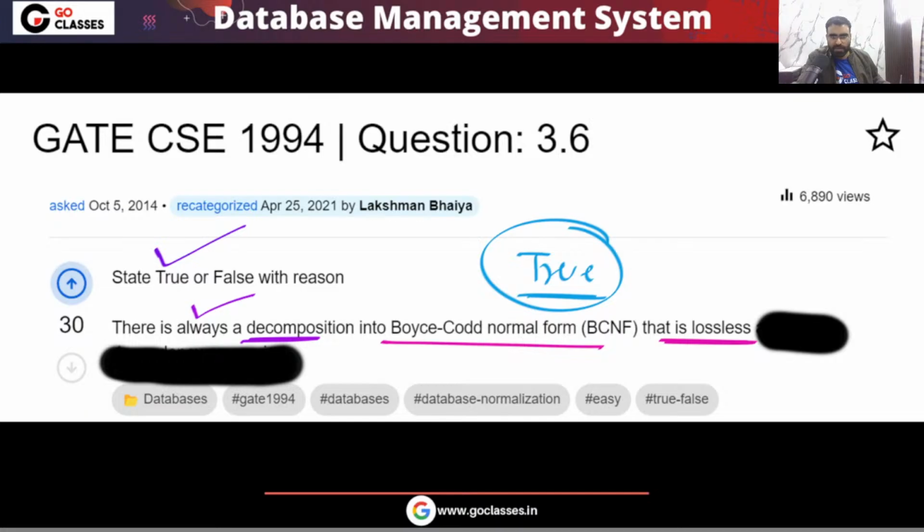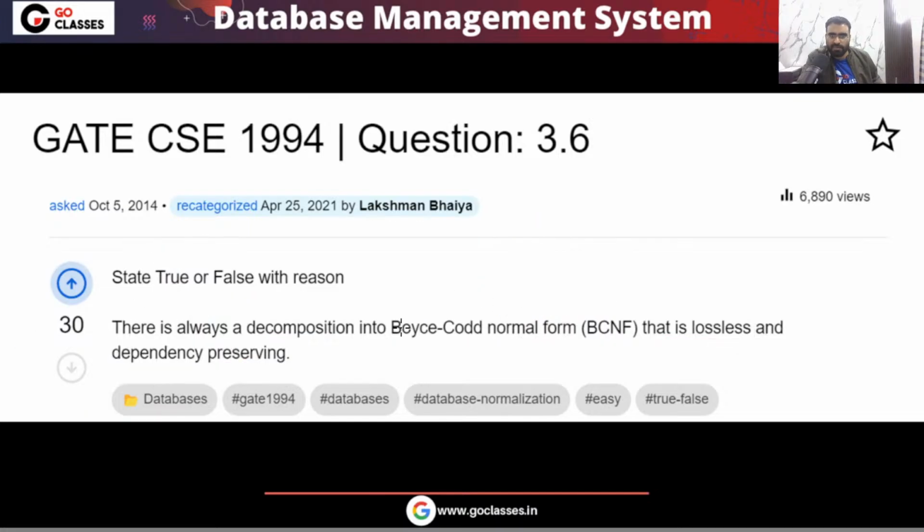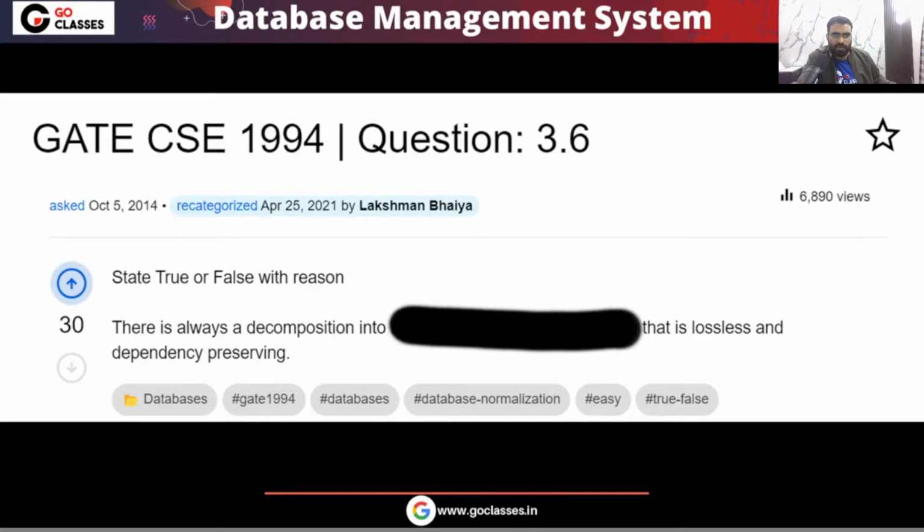And what about the same statement for 3NF? If I make the same statement for 3NF, the third normal form, then this statement will also become true. Okay, for 3NF, this statement will become true.